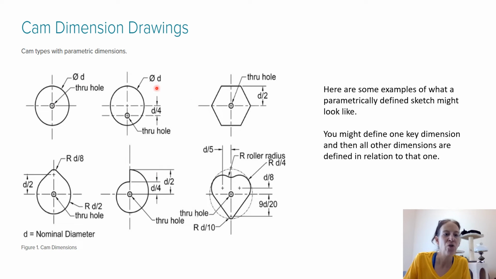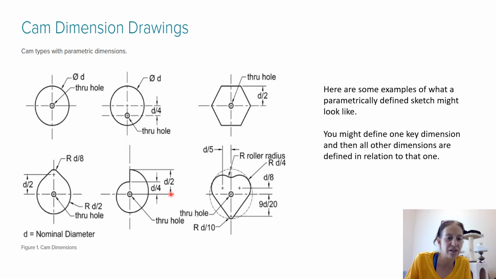So what you might do in designing your cam is you might have your diameter, and this is going to be that one key dimension. And then the distance between the hole and the center of the circle, you always want that distance to be 1/4 of the diameter of the cam. Okay, and so if you go and change the diameter, then that other dimension is going to change with it. So if the diameter is 2 inches, then that would be 1/2 inch. If the diameter was 1, then that would be 1/4 inch, and you're going to get that changing accordingly.